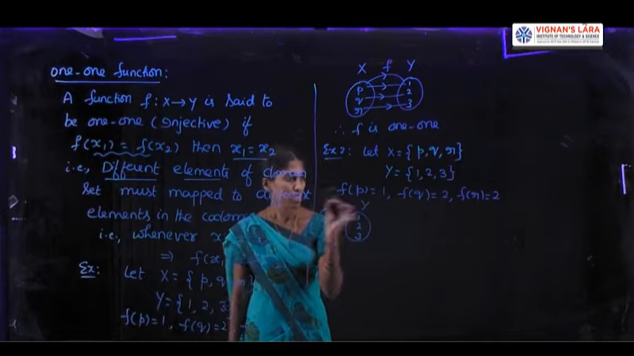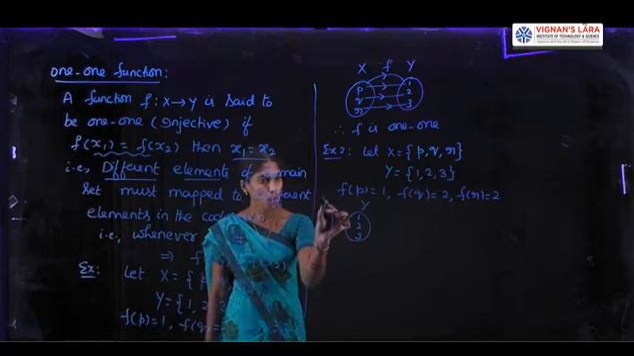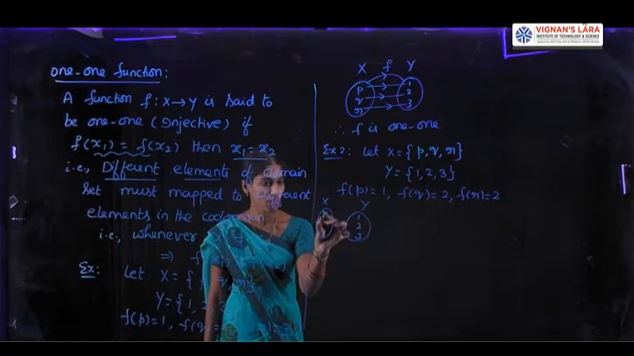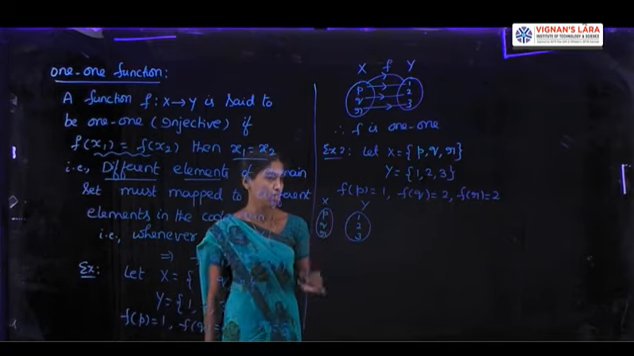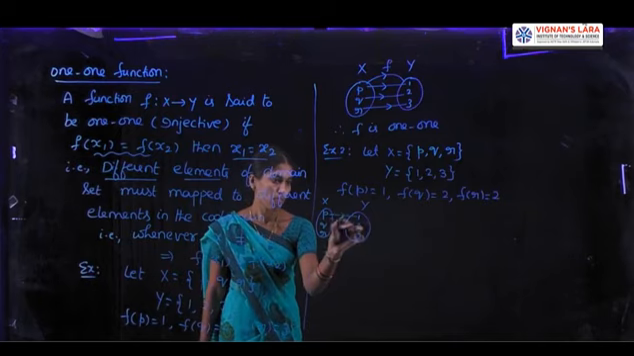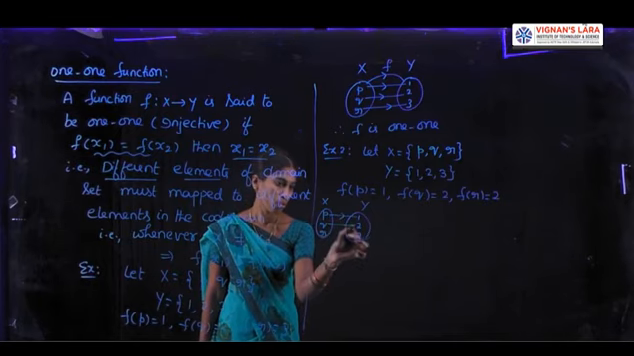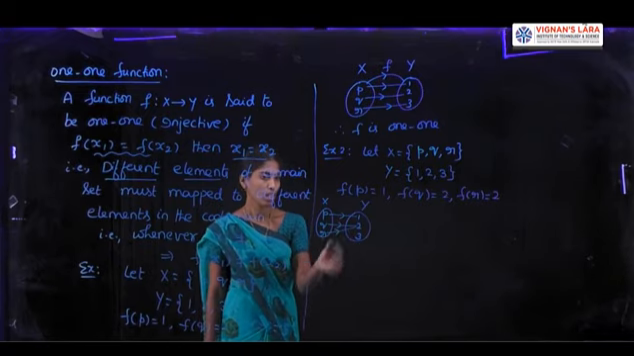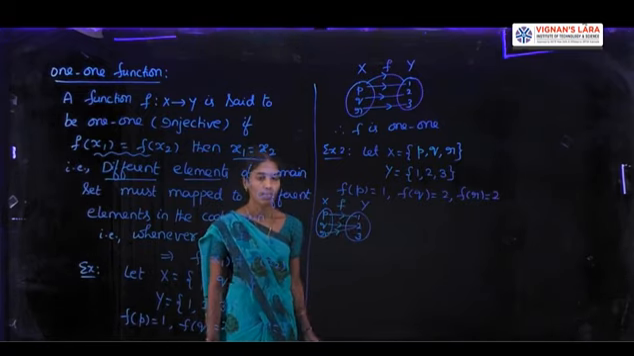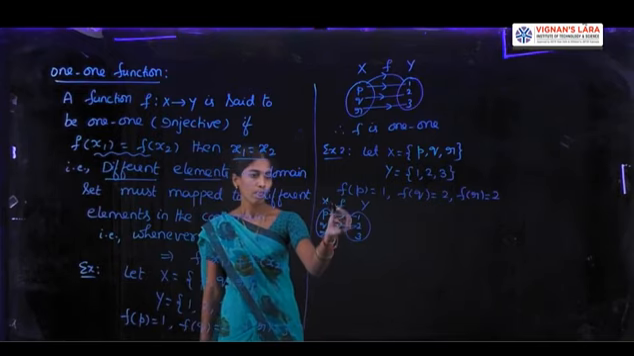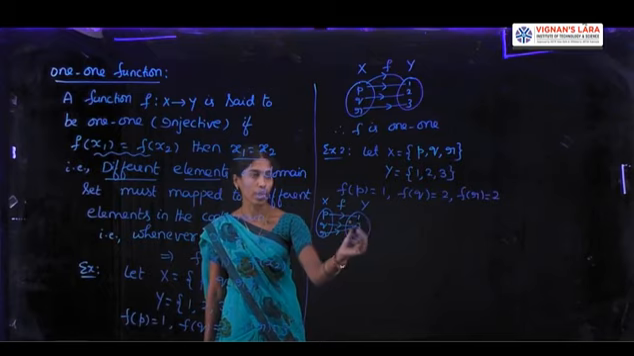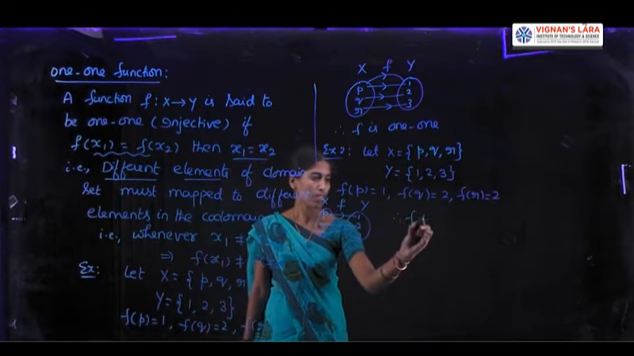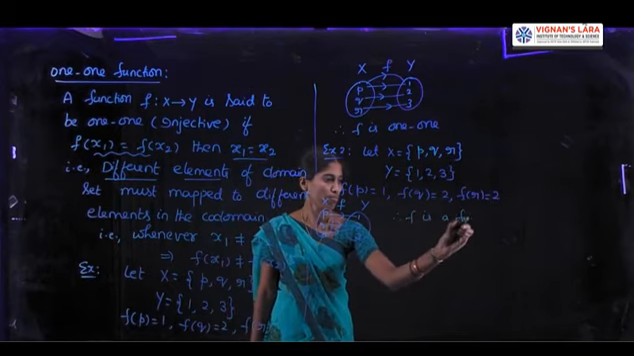In the codomain set Y. In the domain set X, which consists of 3 elements p, q, r, p is mapped to 1, q is mapped to 2, r is also mapped to 2, right? This is the function f. Here, every element of the domain set has a unique image in the codomain. Therefore, f is a function.